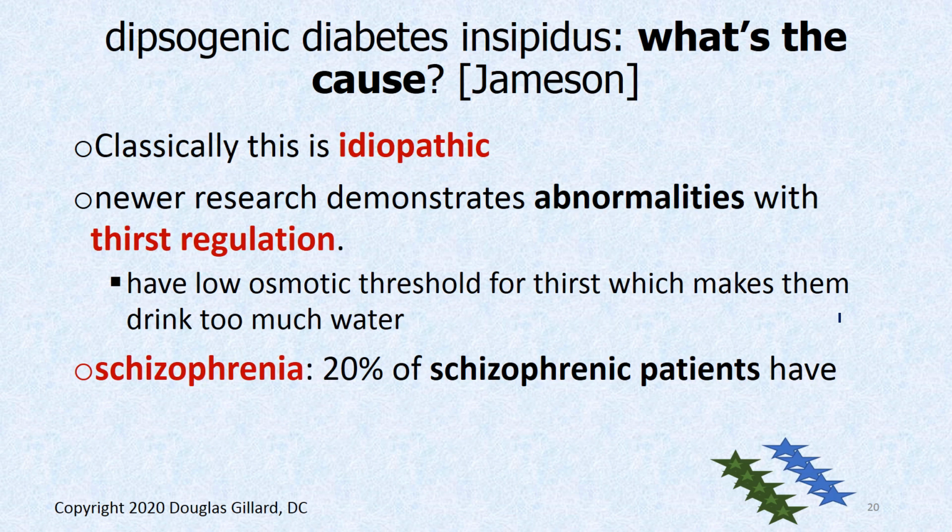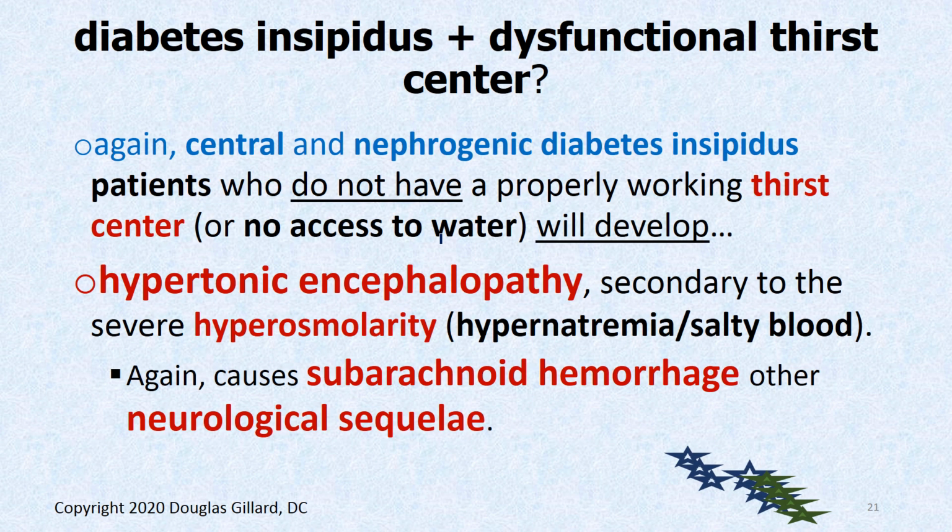The cause is idiopathic, meaning we don't really know what the deal is. Is it a nervous habit? Is it a psychological problem? We know that about 20% of people with schizophrenia overdrink water. You have to be very careful with them, or they can get diabetes insipidus from overdrinking water. But there are gene mutations that have been discovered for thirst regulators where you're just always thirsty. We're still not 100% sure what the story is there.